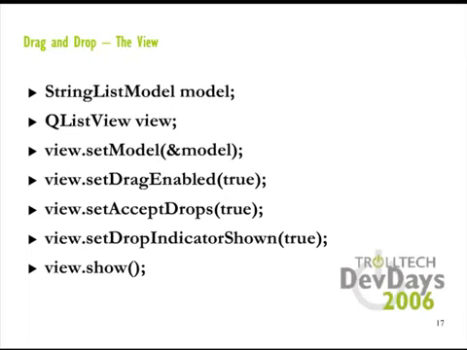Well, yes and no. If you use one of the standard models that actually can do this, then this is all you do. You just take a view and say, yes, I can drop on it. Yes, I can drag from it. And I really want to show when someone wants to drop something on me. And that's it. You just show it again, and you have drag and drop.